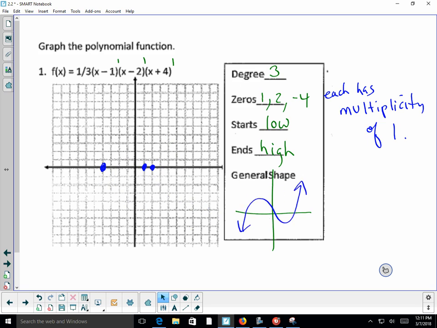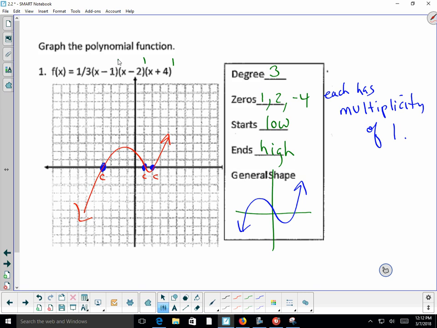So your task is to take this general shape and get it to go through those zeros. You with me? So we're going to have it start low, and, you know what I like to do? I like to put a little C if they're going to cross through, and a little B if it's going to bounce. So I'm just going to remind myself, cross, cross, cross. So I want to cross through here, cross through here, cross through here. Does that make sense? Again, we did this all without a calculator.